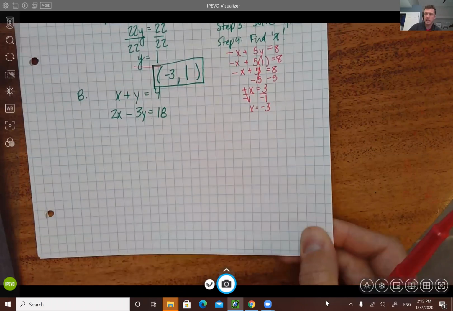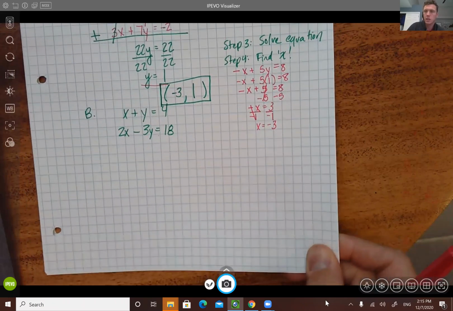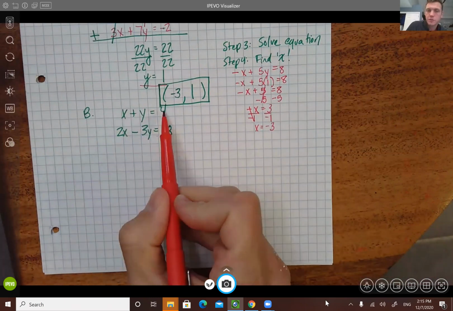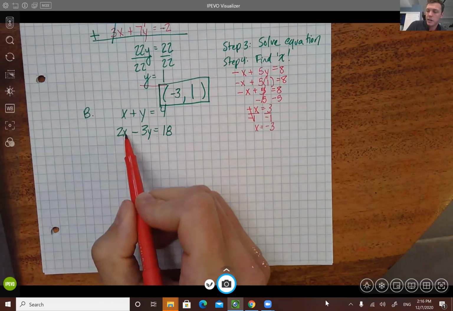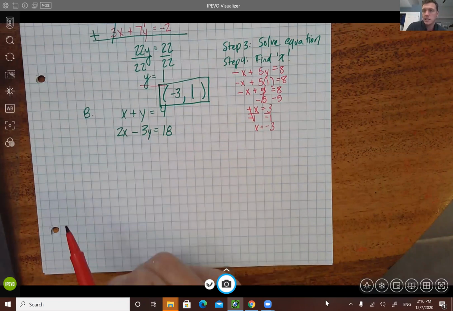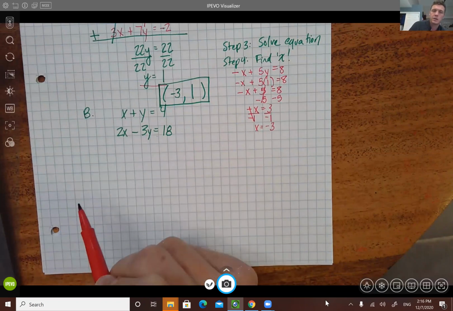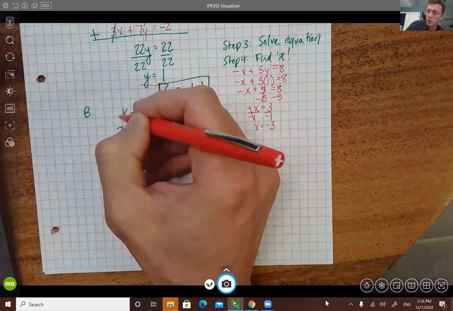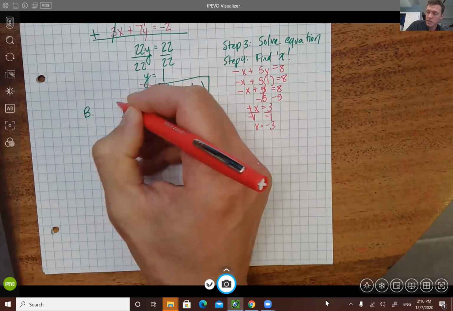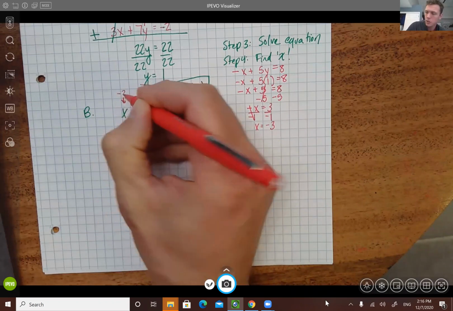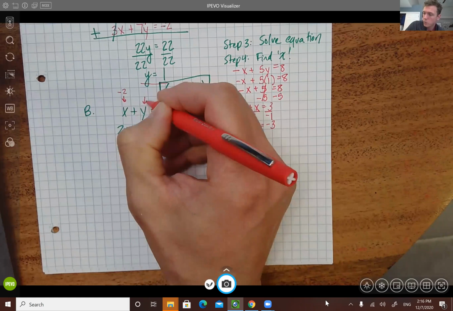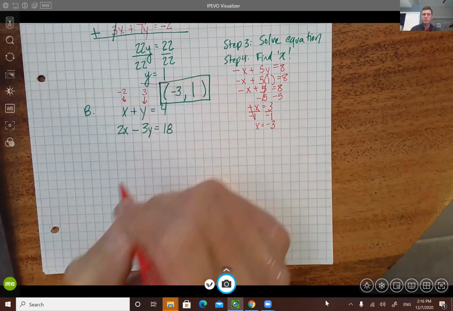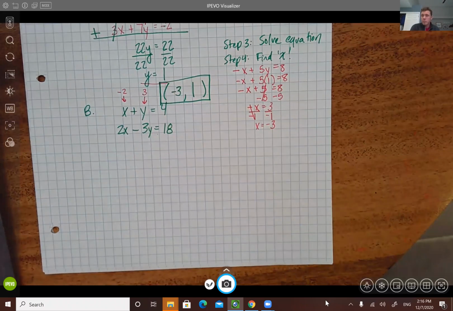All right, let's take a look at another one. For B, I've got x plus y equals 4 and 2x minus 3y equals 18. Now here we need these to cancel. So this either needs to be negative 2, or this one to cancel out with negative 3 needs to be 3. So it doesn't matter which one we choose.